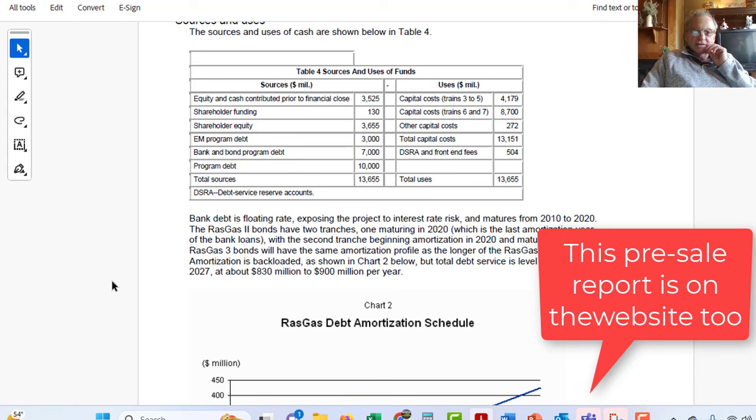For example, this is the U.S. Henry Hub, which it turns out was a lot lower because of the shale gas. So you can say, oh, that's a bad thing. But remember, they were selling it not to the U.S. They had some U.S. sales in this, but not really.